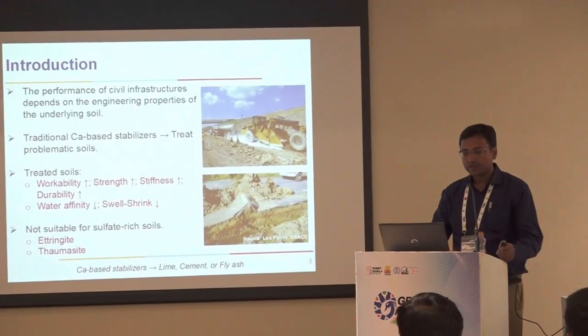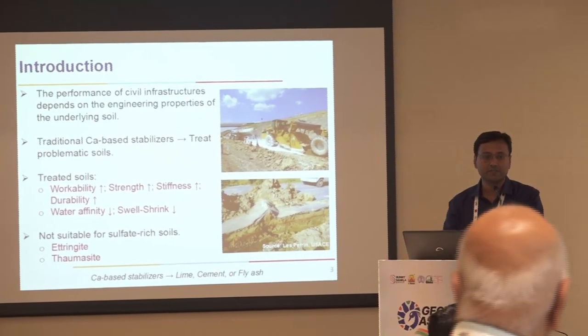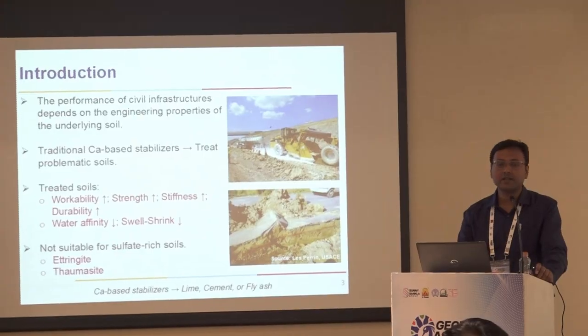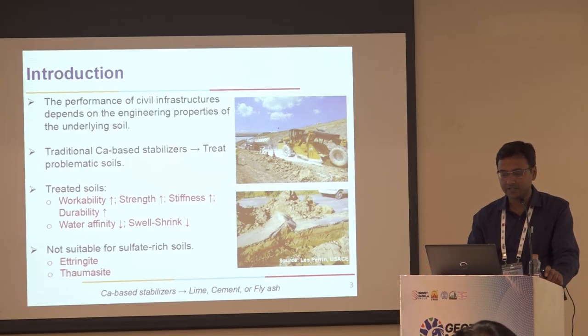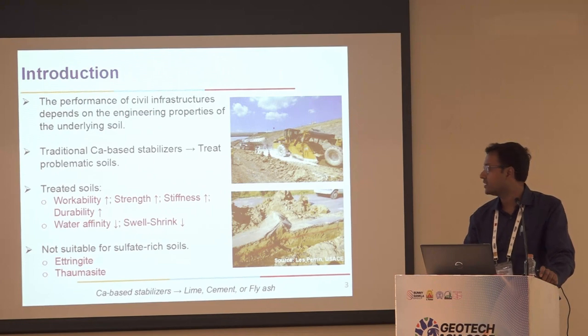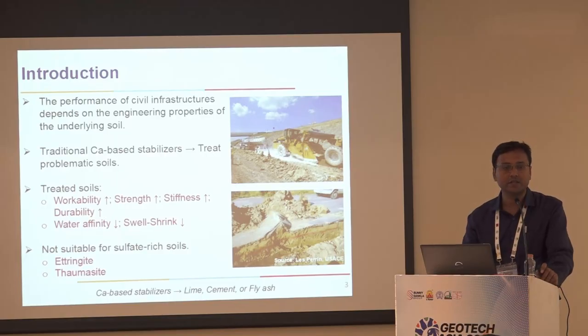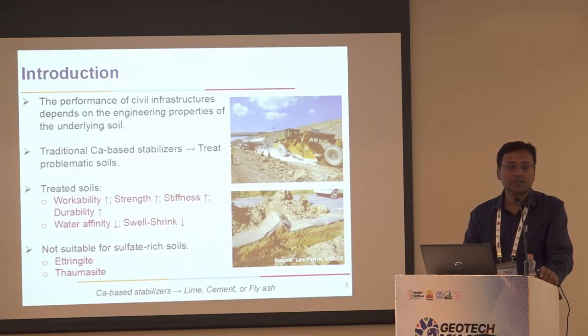As we all know, the performance of any civil engineering infrastructure depends on the engineering properties of the underlying soil. If we encounter problematic soil, it is typically treated with traditional calcium-based stabilizers like lime, cement, fly ash, or a combination of these. Whenever we treat the soil, we see improvement in engineering properties like strength, stiffness, workability and durability. Plus, we see benefits in terms of reduced water affinity, and the swell potential also goes down. However, calcium-based stabilizers are not suitable for soils containing sulfates, specifically because of the formation of two pretty expensive minerals, ettringite and thaumasite.